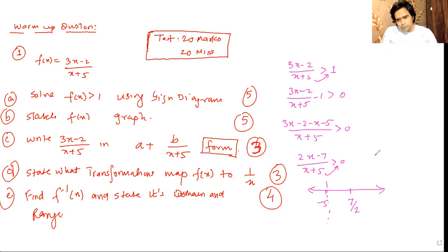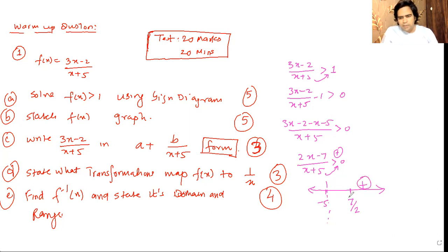So now the next step is to pick numbers in each interval. For example, here I can pick, let's say, 4. If I take 4 here, you can see that 2 times 4 is 8, 8 minus 7 is positive, over 4 plus 5, which is 9, which is also positive. So positive over positive is positive.